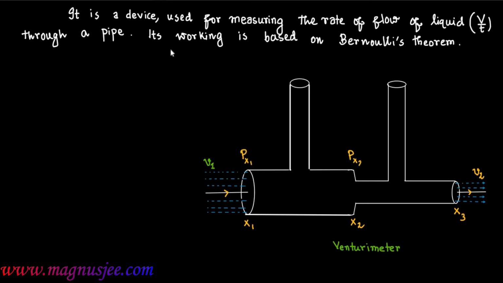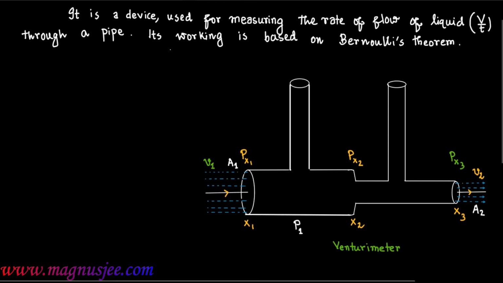Here Px1 and Px2 are the liquid pressures at the two ends of pipe X1, X2, and Px3 is the liquid pressure at the end X3 of the pipe X2, X3. A1 is the area of cross section of the pipe X1, X2 and A2 is the area of cross section of the pipe X2, X3.